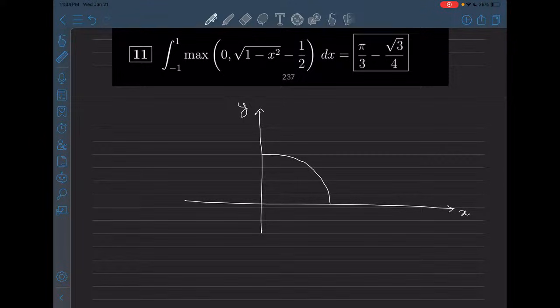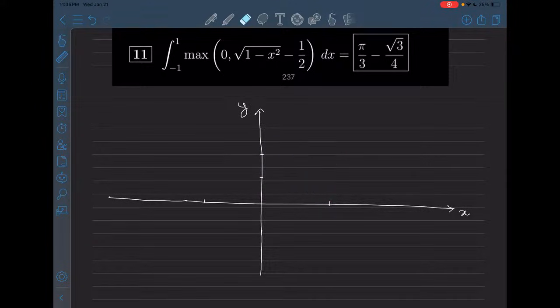It's going to be a part of the circle. And also for negative x as well, this is going to be a part of the circle, right? But in our case, this is shifted by minus half. So that means instead of the vertex being at 1, the vertex will be at half, right? So let's draw that again.